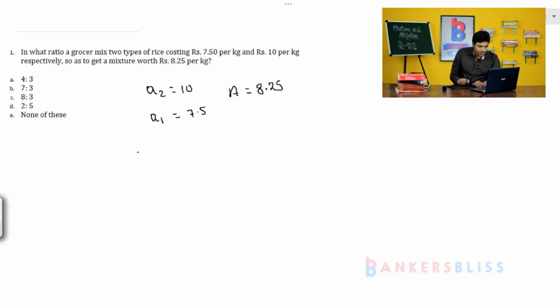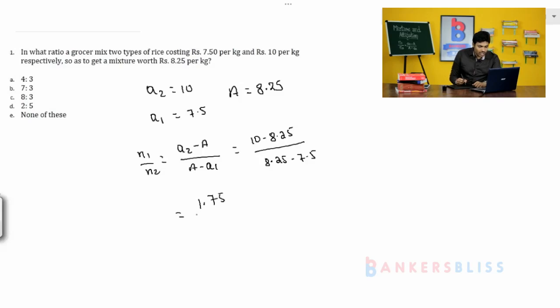So, you have to go with N1 by N2, which is equal to A2 minus A by A minus A1. So, that is 10 minus 8.25 divided by 8.25 minus 7.5. So, how much are you going to get? 10 minus 8.25 is 1.75, divided by 8.25 minus 7.5, which is 0.75. So, that is equal to 175 divided by 75.